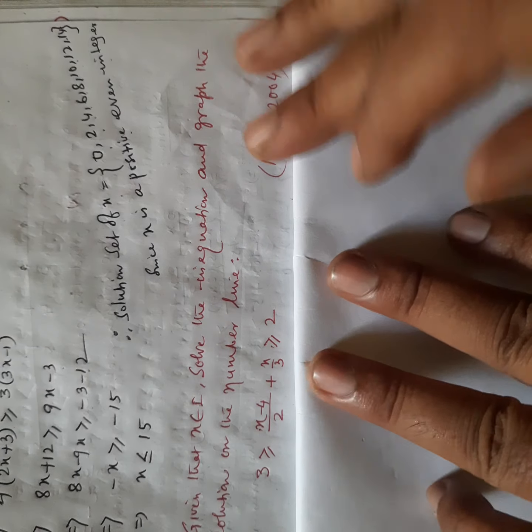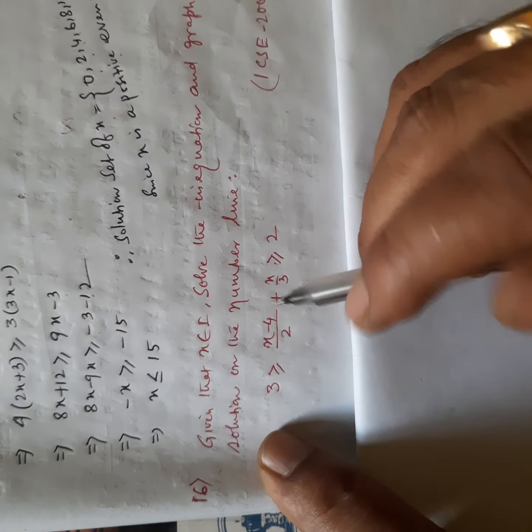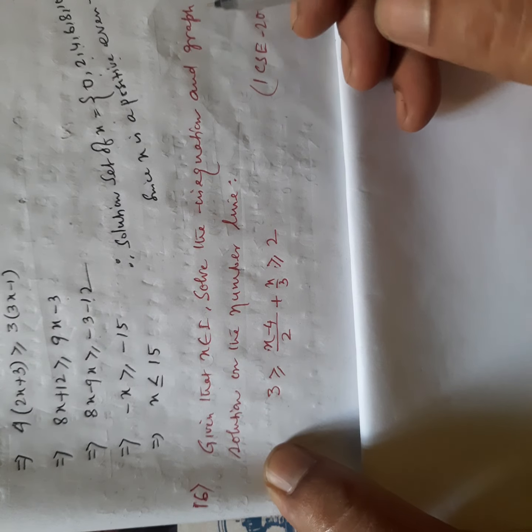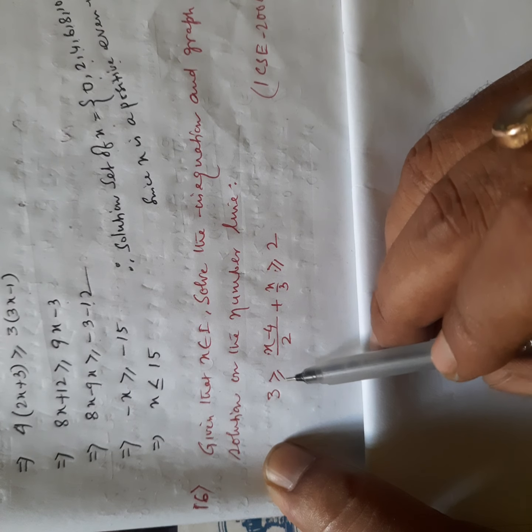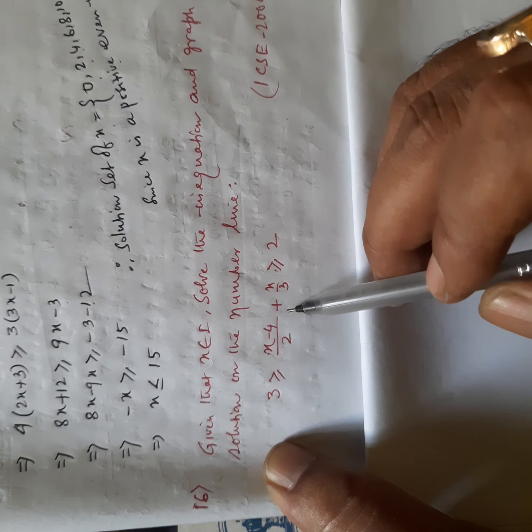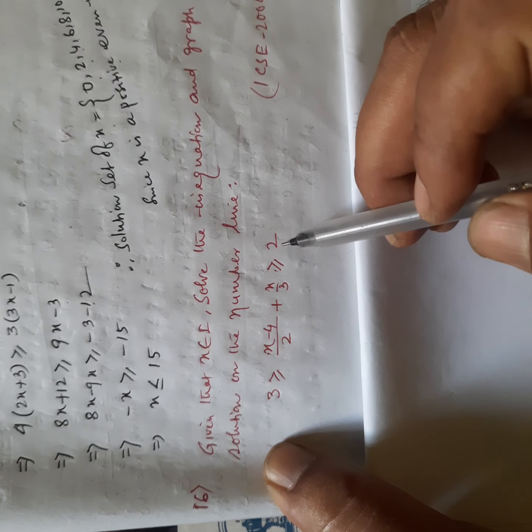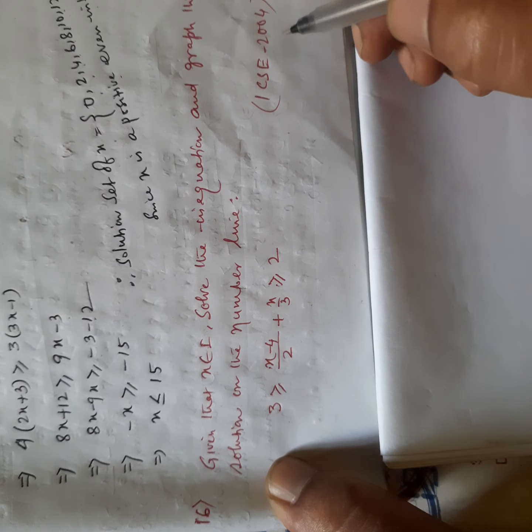Next. Given that x belongs to I, solve the inequation and graph the solution on the number line: 3 ≥ (x - 4)/2 + x/3 ≥ 2. ICSE 2004.